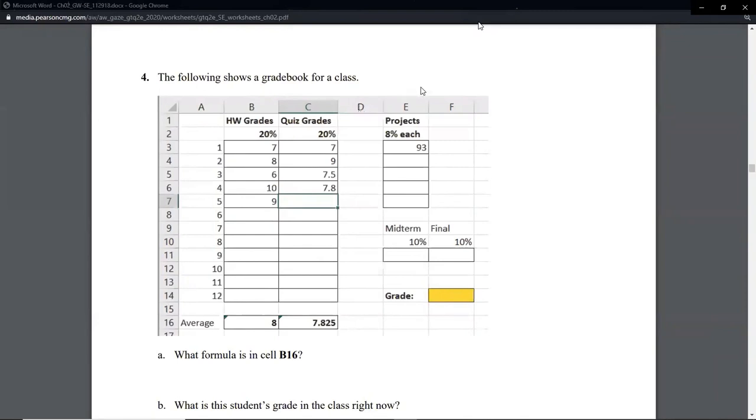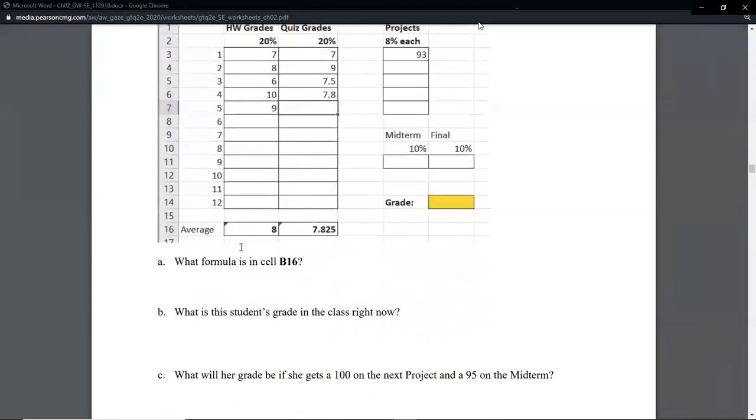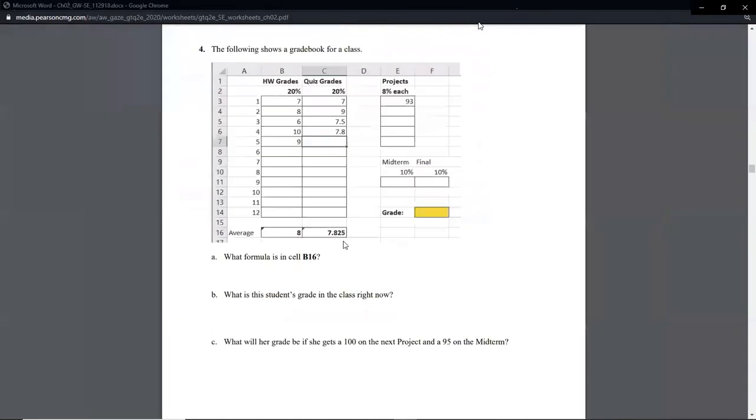That's all it is. All right, so the point of this is, what formula is in cell B16, which is right here where the 8 is? So it's not 8. We want an Excel formula, so equals blah, blah, blah. What is the student's grade in the class right now? And then what will her grade be if she gets 100 on the next project and a 95 on the midterm? I need to pull back just a little bit so I can get all this on here at once.